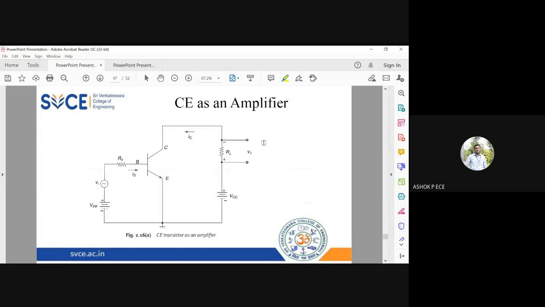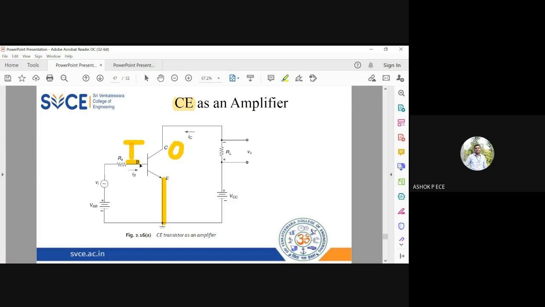So as you know, first you have to draw the diagram for the common emitter. In common emitter, the emitter has to be grounded. So I have grounded the emitter. If emitter is grounded, I have remaining terminals base and collector. Base will be my input. Collector is going to be my output terminal.